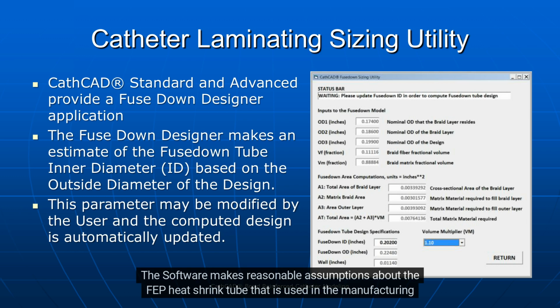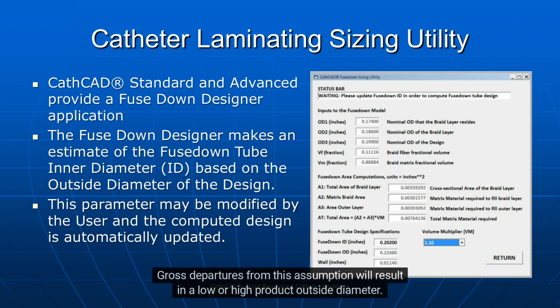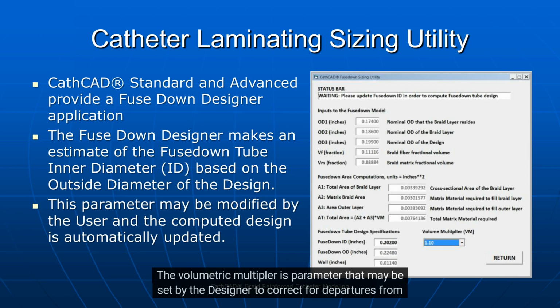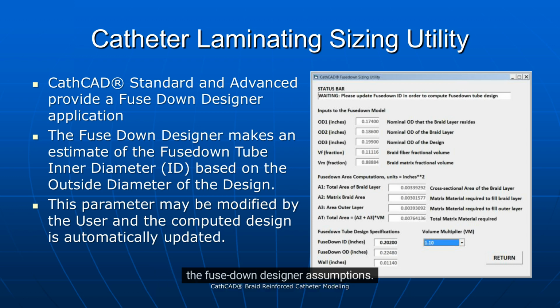The software makes reasonable assumptions about the FEP heat shrink tube that is used in the manufacturing process. Gross departures from this assumption will result in a low or high product outside diameter. The fuse-down designer provides a volumetric multiplier that corrects for these issues. The volumetric multiplier is a parameter that may be set by the designer to correct for departures from the fuse-down designer assumptions.